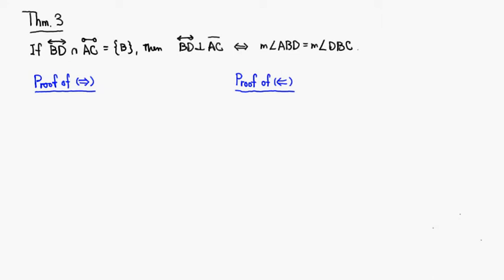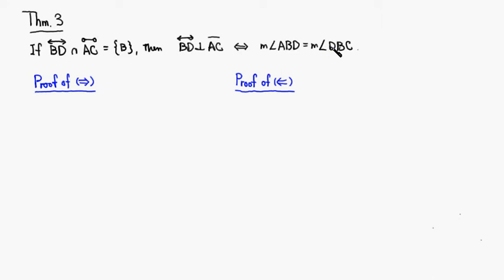Alright, let's look at Theorem 3. If line BD meets open segment AC at B, then line BD is perpendicular to segment AC if and only if the measure of the adjacent angles, angle ABD and angle DBC, are equal to each other.